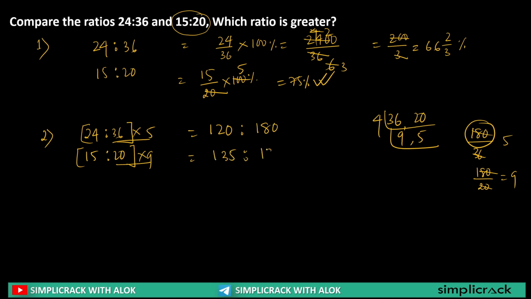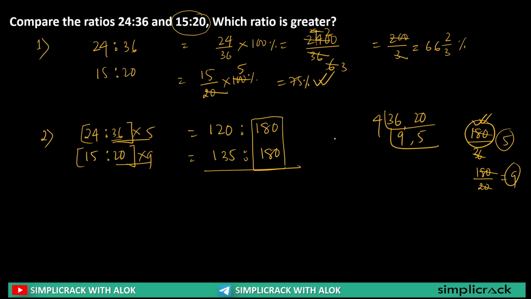20 multiplied by 9 is equal to 180. So now you can see both the consequents are equal. Yes, sir. What we did, we first found the LCM, then we divided the consequent with the LCM, and whatever the remainder we received, we multiplied with that particular ratio.